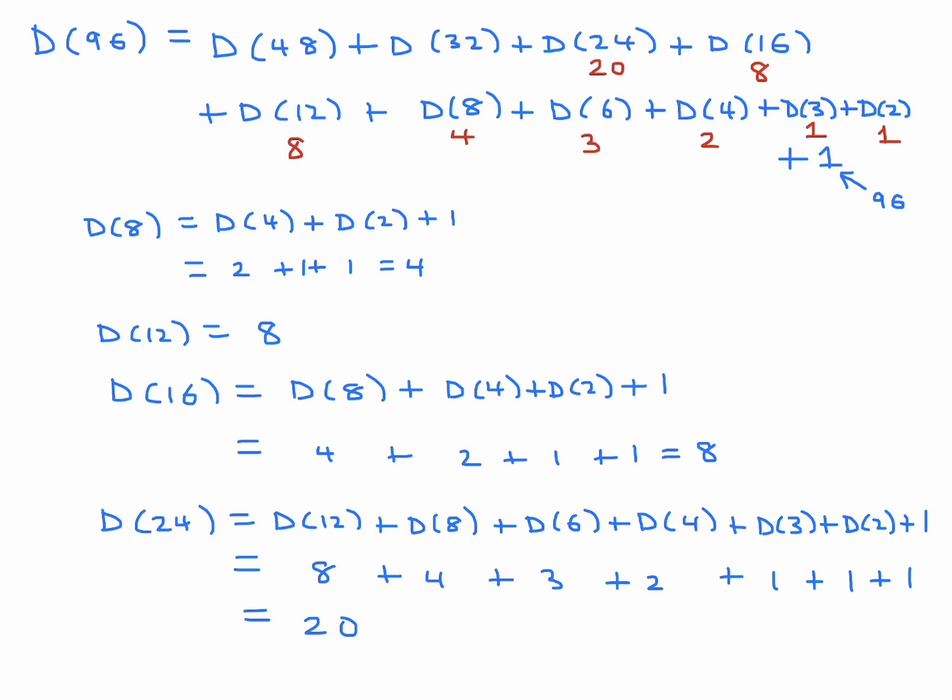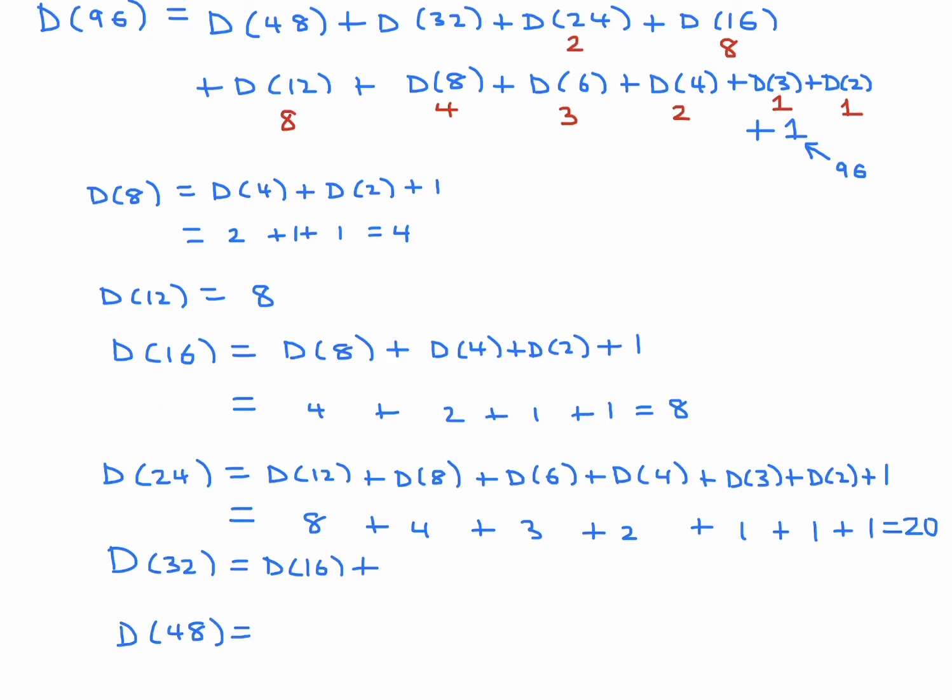All right, so we got 2 more. Let's squeeze it in on the same page. So D32 is D16 plus D8 plus D4 plus D2, and then don't forget that 1 at the end. And this is going to be 8 plus 4 plus 2 plus 1 plus 1, and that is 16. So we are almost done.